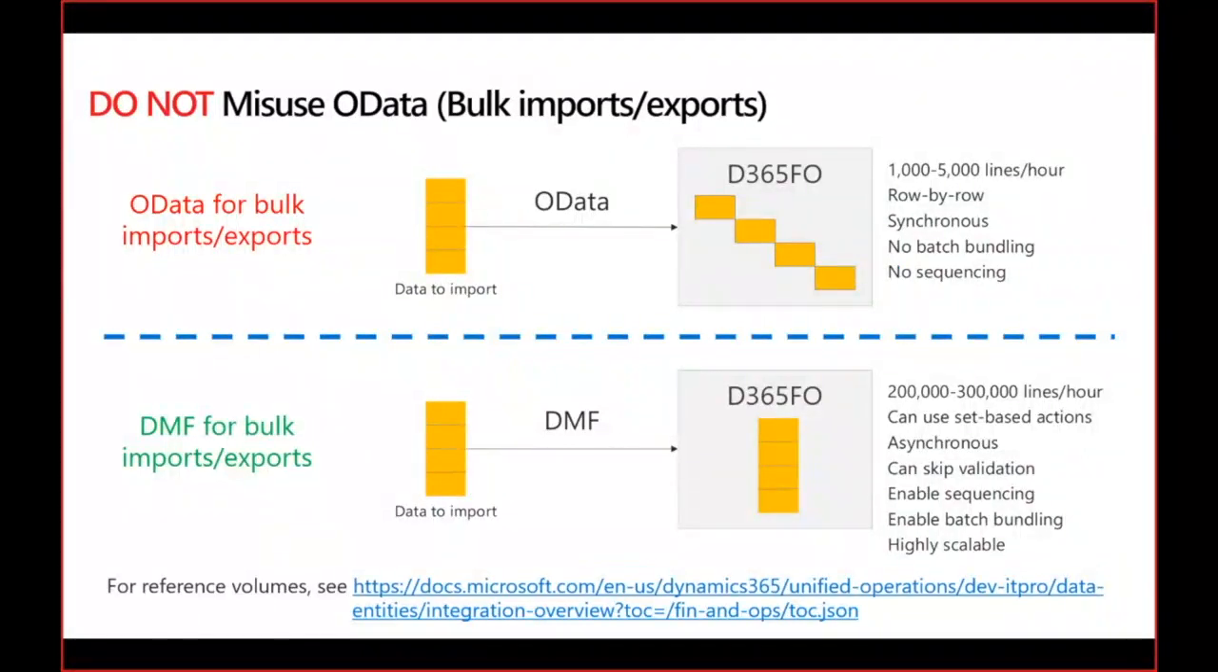The other at the bottom is DMF, where you can go to much larger volumes, as an estimate here, 200,000-300,000 lines per hour, of course, depending on the workload, how you design your entities, if you use parallelism, if you use set-based operations, this can be really highly scalable.